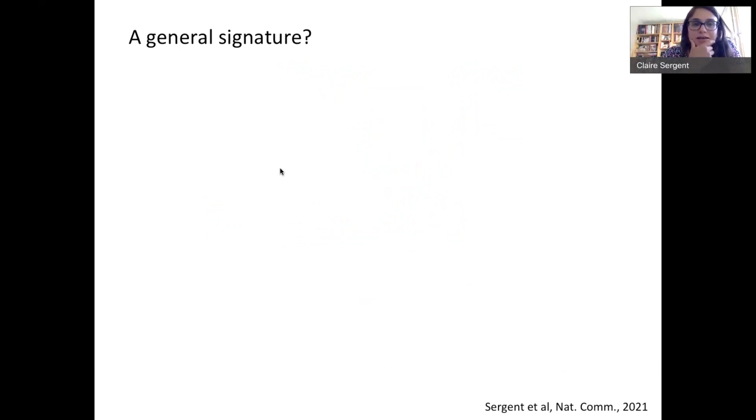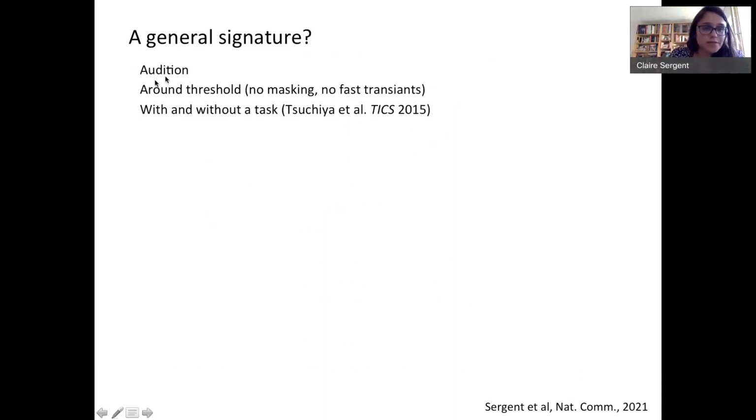So in this experiment, where we tried to see whether this continuous dynamics could be useful to isolate the signature of conscious access, we decided to go for audition and not vision, and use very simple stimuli around threshold, so no masking, no fast transients in the stimulation. We also decided to run the same experiment with the same participants with a task and without a task, so that we would have a stepping stone between the full-fledged conscious access experiment with a report from the participant and a healthy participant doing the same but with no report, and then maybe go to the patients.